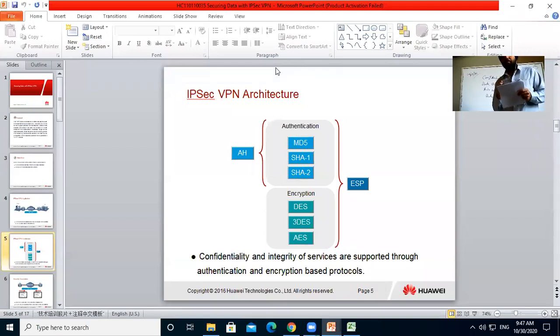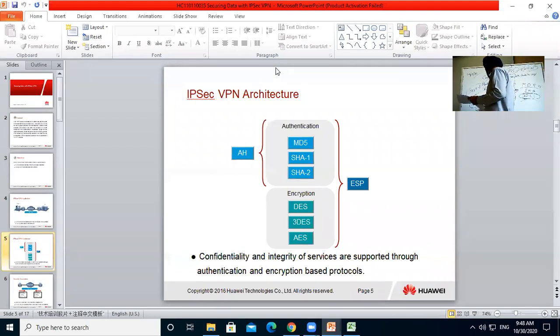AH supports the MD5 algorithm, which takes as input a message of arbitrary length and produces as output a 128-bit fingerprint or message digest of that particular input. While SHA1 produces a 160-bit message digest as output.